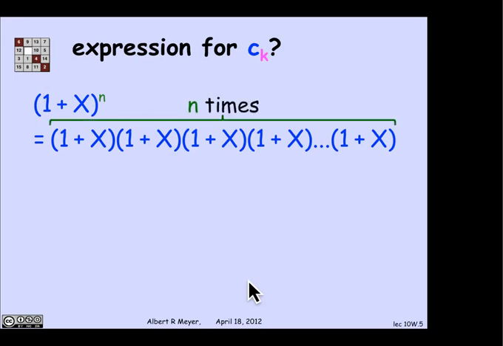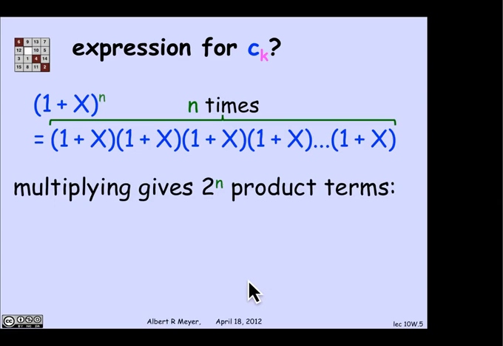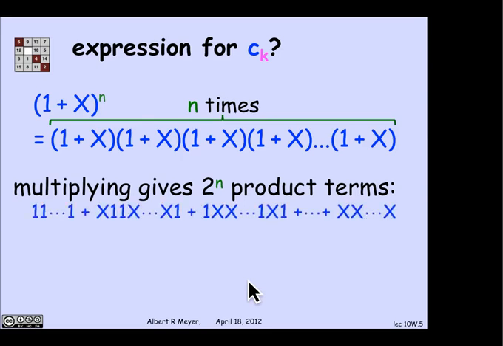Well, one way to think about it is that if I wrote out (1 plus x) to the n fully, it is, of course, a product of n occurrences of (1 plus x) times (1 plus x). Applying the distributive law, the product of sums equals sum of products rule, but this time there are n factors, and what I wind up with is 2 to the n terms that I'm adding up. Each of them is a product of a selection of n items, one from each of the factors.